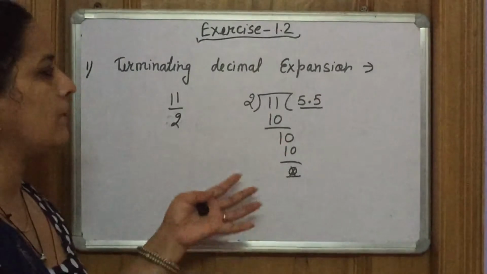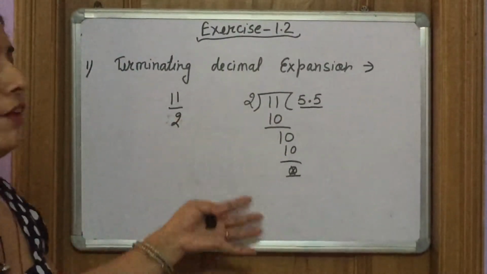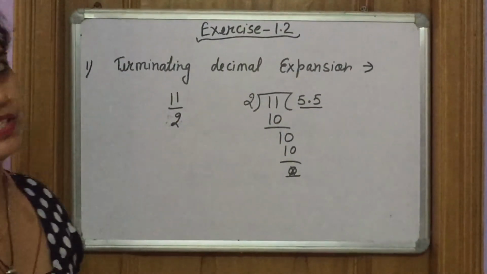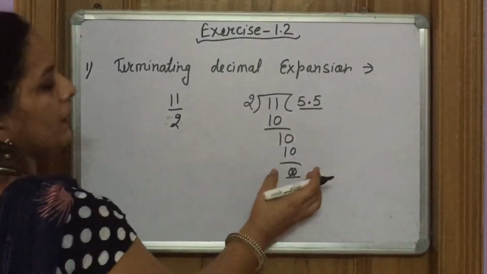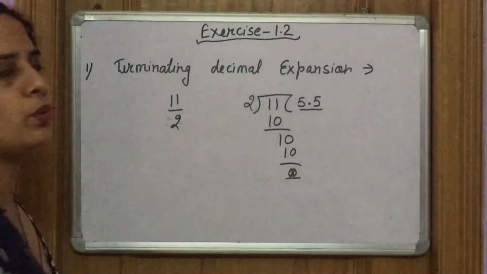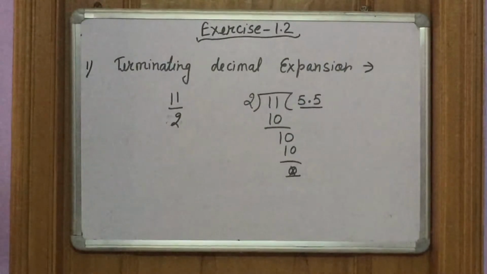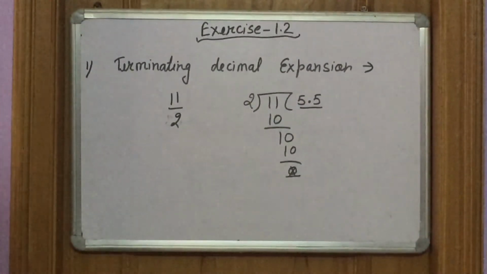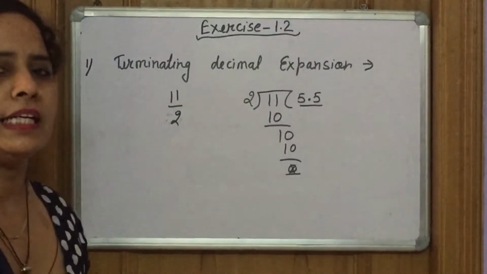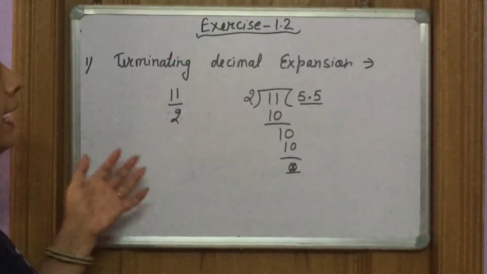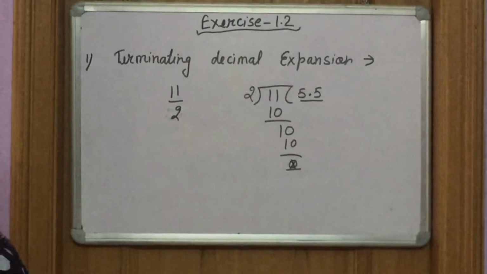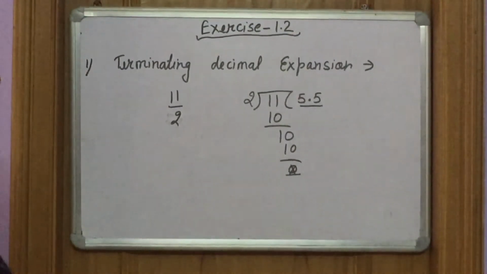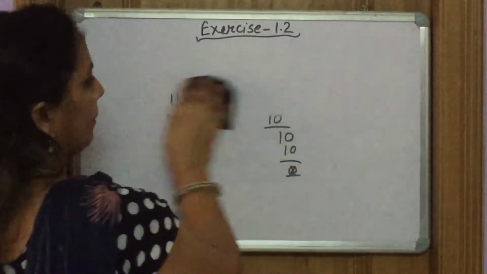In that case, we say that this number has terminating decimal expansion because here we get remainder 0 after 2 steps. And in that case we say that this number is a rational number. So this is our first condition to check that a number is rational. When a number has terminating decimal expansion, then this number is a rational number.